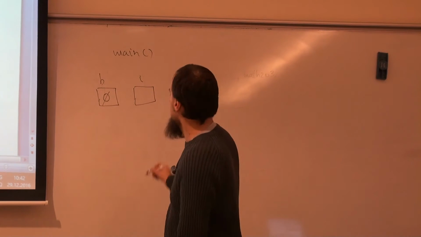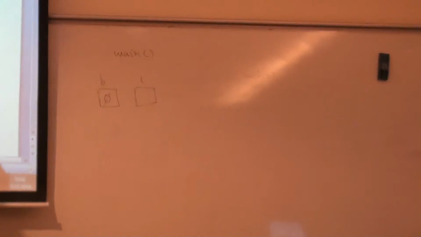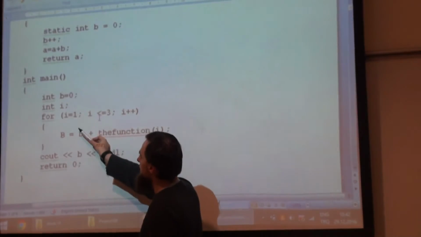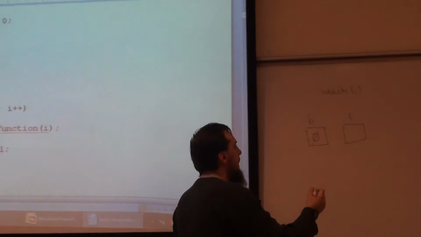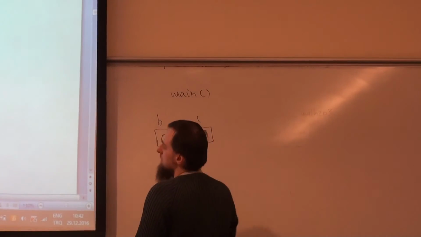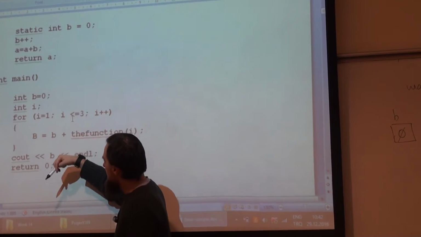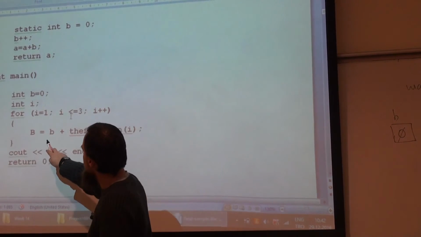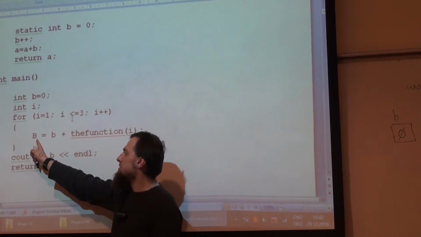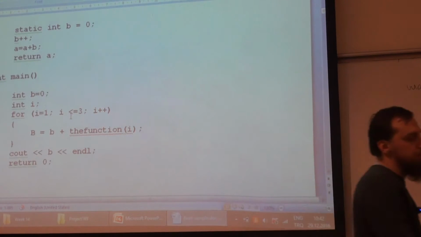Now this is what I'm doing. I execute this for loop with I being 1. So I is 1 initially. Is I smaller or equal to 3? Yes. Then I go inside and I say b is equal to b plus the function. This is not uppercase b.